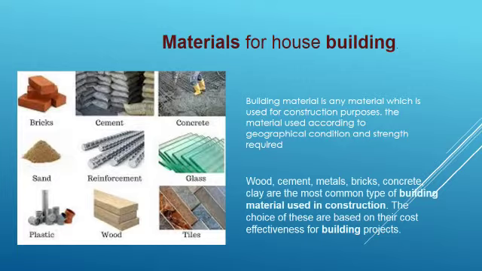Building material is any material which is used for construction purposes. The material used for construction is normally selected according to the geographical condition and strength required. Wood, cement, metal, bricks, concrete, clay are the most common types of building materials used in construction. However, the choice of these is based on their cost effectiveness for building projects.